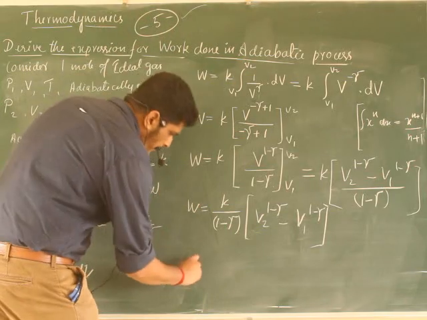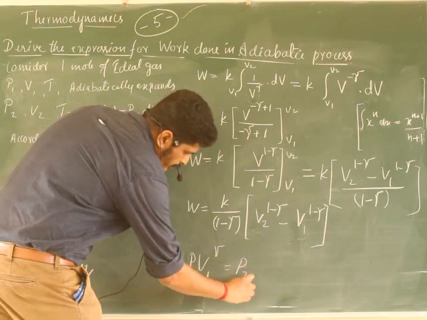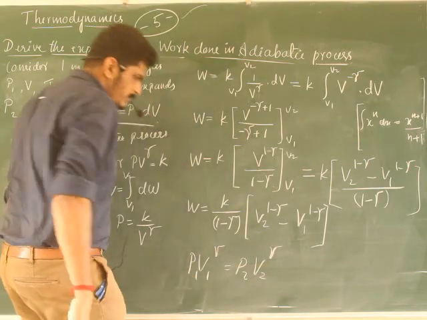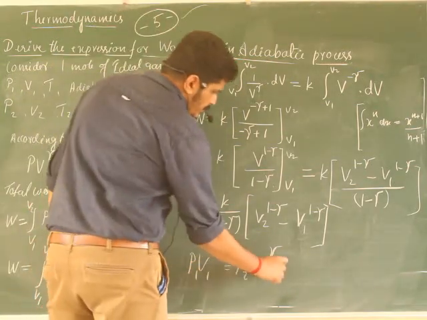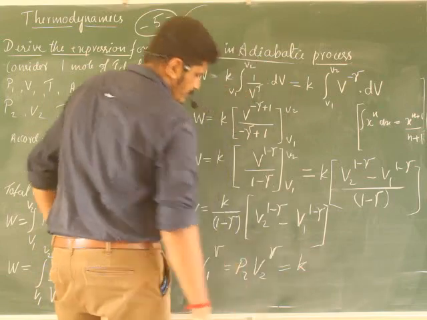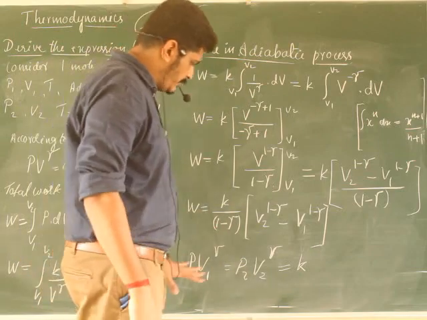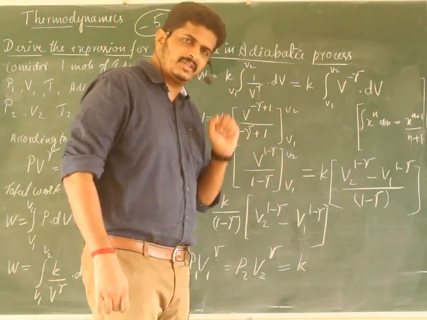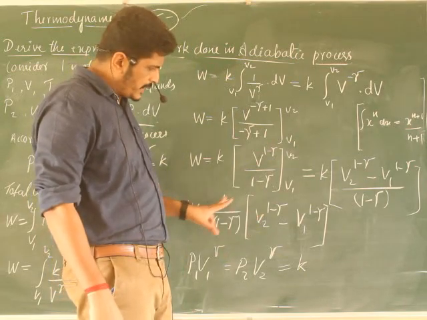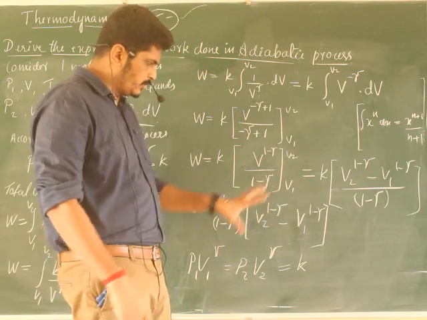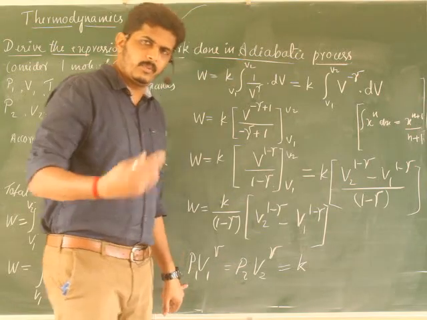We know that P1 V1 gamma is equal to P2 V2 gamma, correct? Means we are applying the equation of the adiabatic process here, is equal to constant K, am I right? That means K can also be written as P1 V1 gamma or P2 V2 gamma because it is constant. So the K value I can use either this or this. Hope you can understand. Okay.